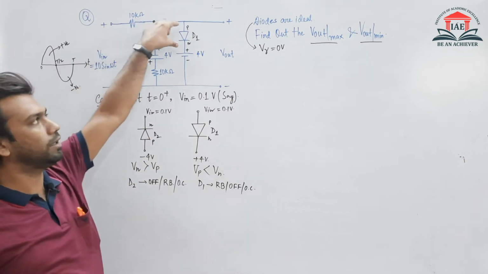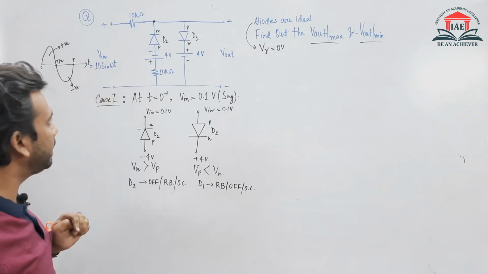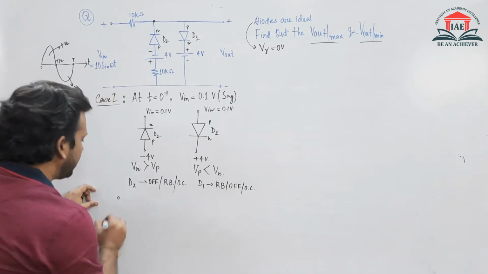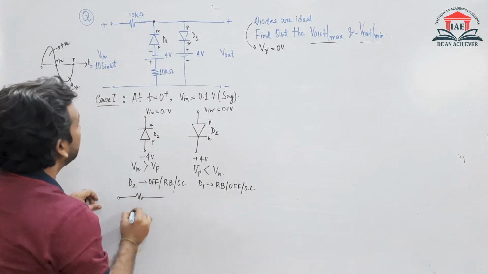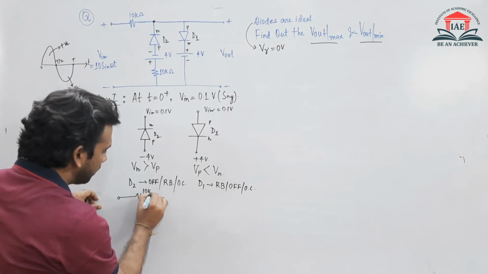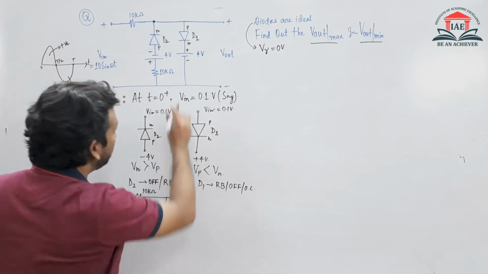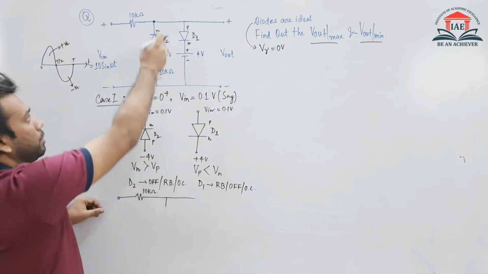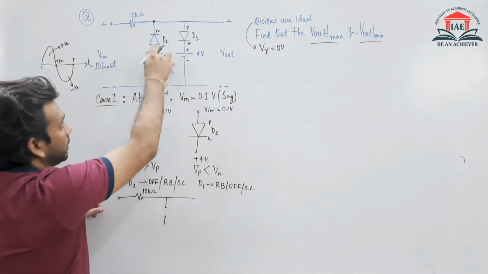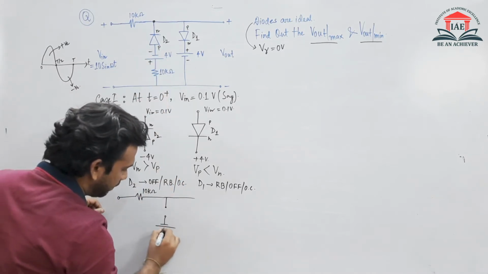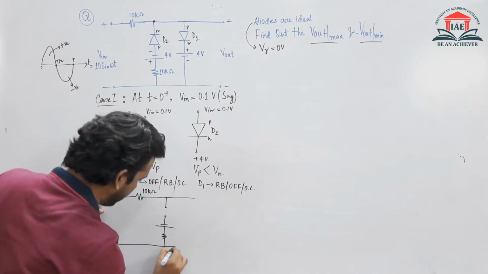If these two diodes are in the off condition, then we can replace them with open circuits. So what will be the equivalent diagram? The equivalent diagram at t equals 0 plus can be drawn like this. There will be the resistance R, which is 10 kilo ohm, and with that there is diode D2, which is reverse biased, so we can replace it with an open circuit. There is an open circuit here, a minus 4 volt source, and a resistance here. So this is the first branch of the circuit.